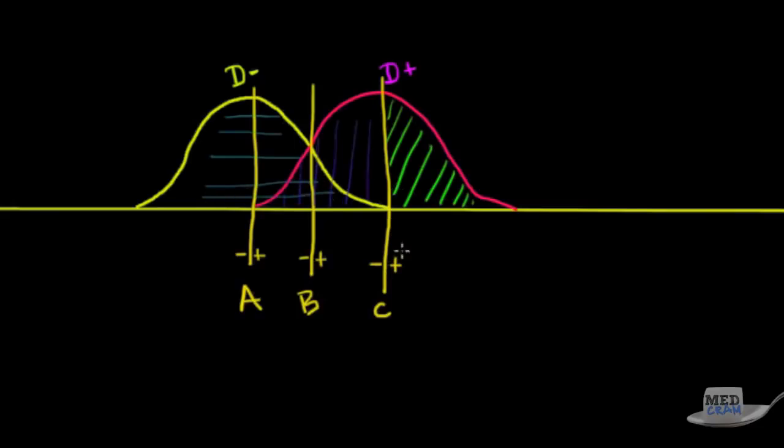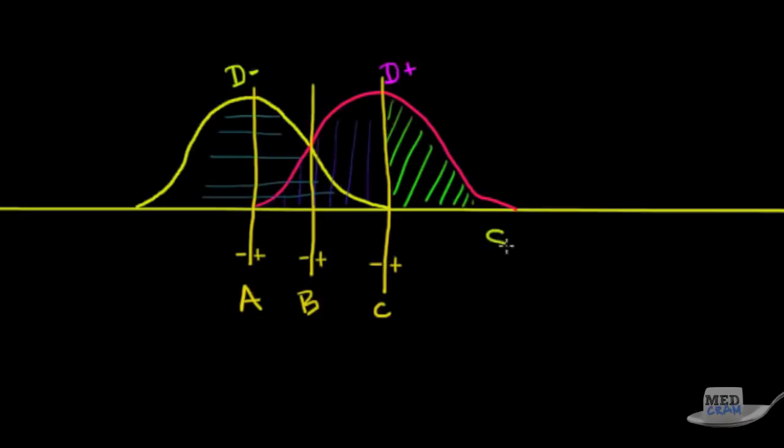What you notice here is that if something is positive, it is definitely part of the disease, but you're missing out on a lot of false negatives. Notice that we've moved C all the way out here so that there are no more false positives. If you have a very low false positive rate, that means you're very specific.